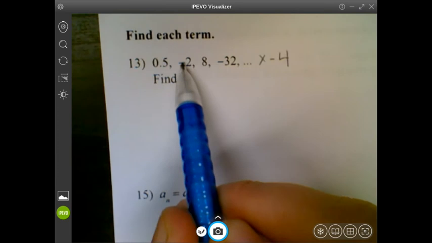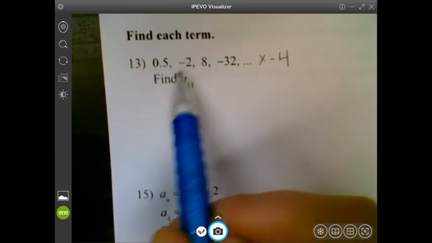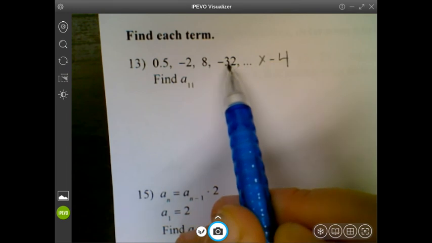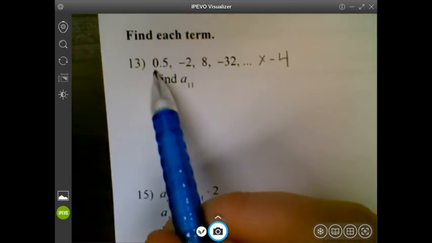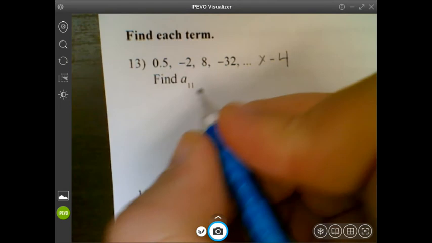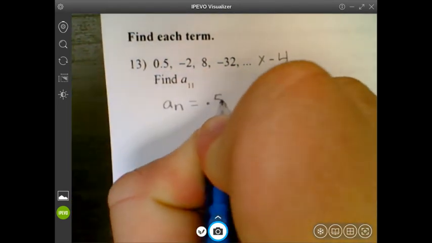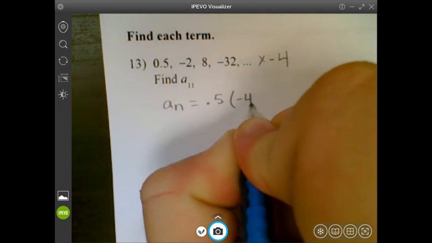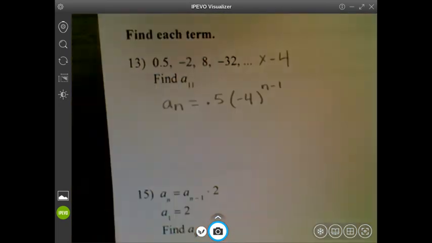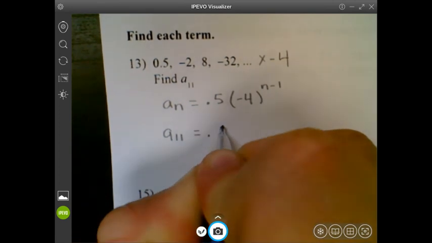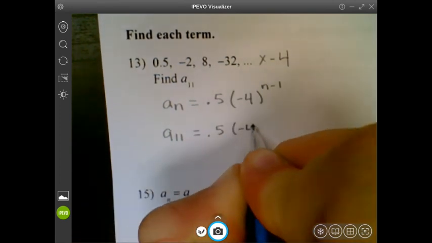Sometimes it's easier to look here in your sequence than at the very beginning. This was a pretty obvious times 4, and that was a pretty obvious times 4 as well, where this might not have been as obvious. So your 11th term, a sub n, is going to be 0.5, the first term, times negative 4 to the n minus 1. To find the 11th term, you just plug in 11.